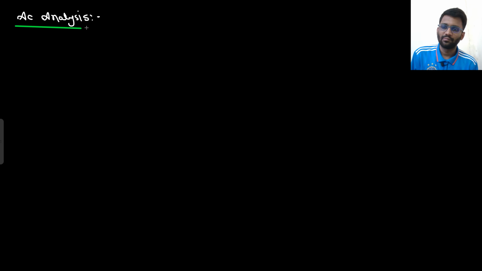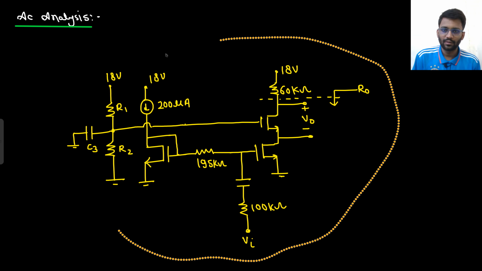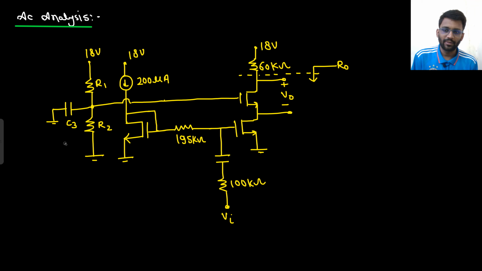Now we are going to do the AC analysis because we need to find the small signal voltage gain. So let's copy the same circuit that we have. For AC analysis, what will happen? This capacitor will be shorted. This capacitor will be shorted.